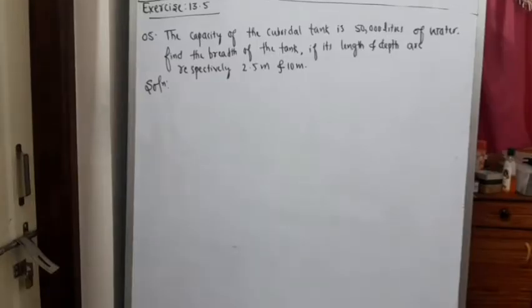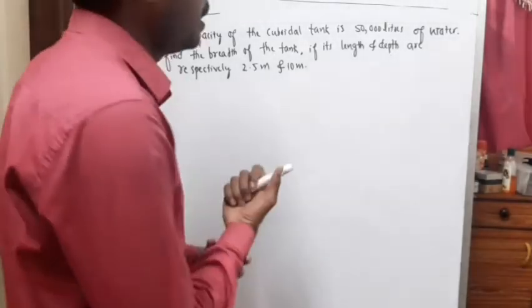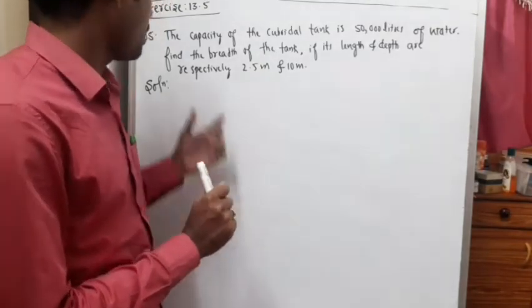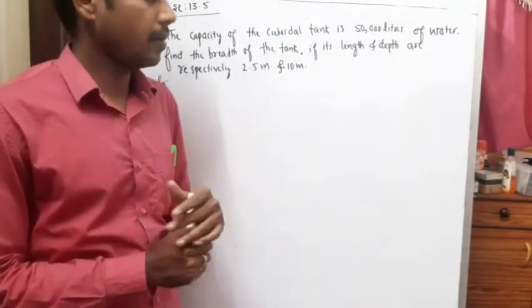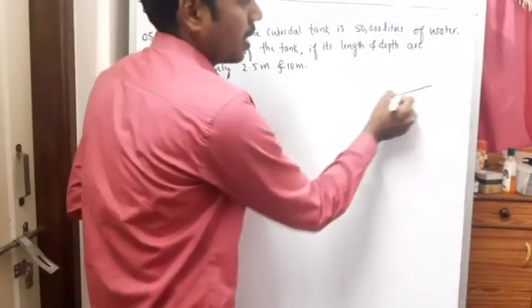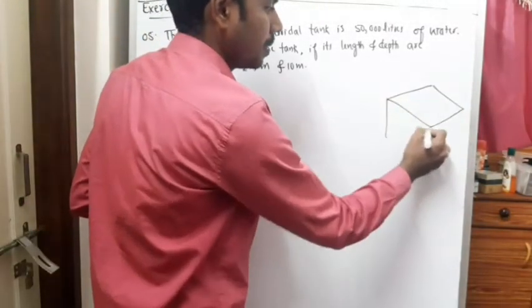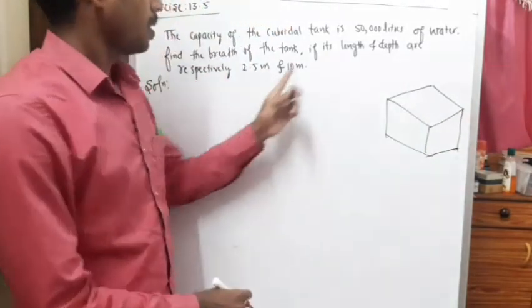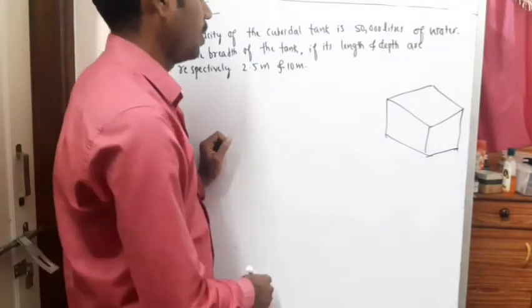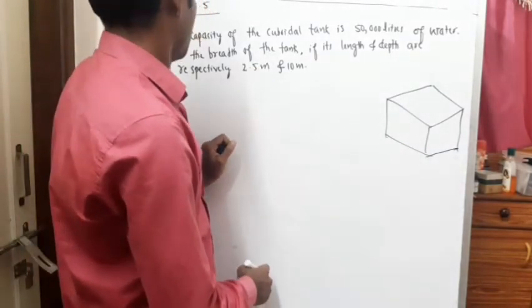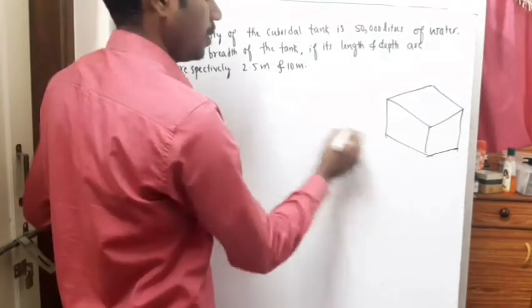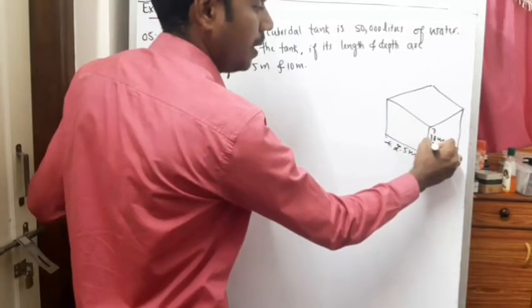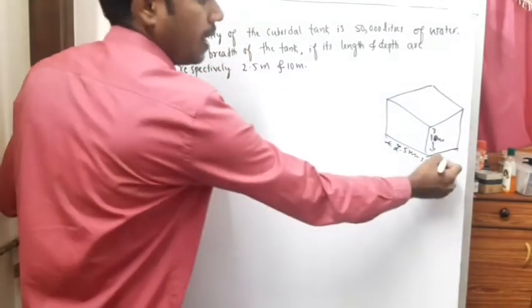So fifth question, the capacity of the cuboidal tank is 50,000 liters of water. Find the breadth of the tank if its length and depth are respectively 2.5 meter and 10 meter. Okay, what is given to us? There is a cuboidal tank. And what they have given? Length and depth are given. Find the breadth.